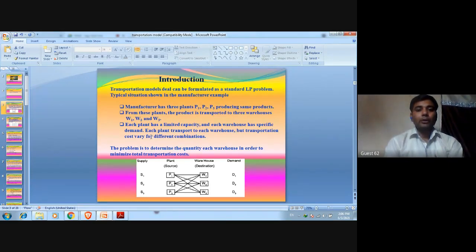Okay. Now, from these plants, the product is transported to three warehouses, that is W1, W2, and W3. Look in the figure, that is W1, W2, and W3. These are warehouses where we have to send our products from the plants. Now, each plant has a limited capacity. It means when the plant is producing products, it has a capacity that it can produce at a time, for a particular time. What is the capacity that the plant produced?